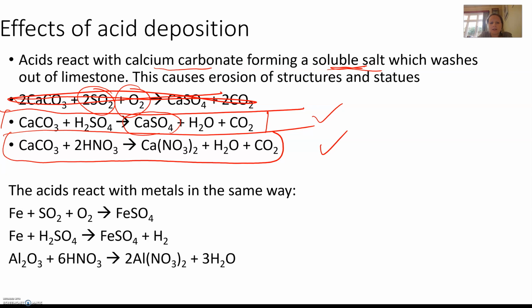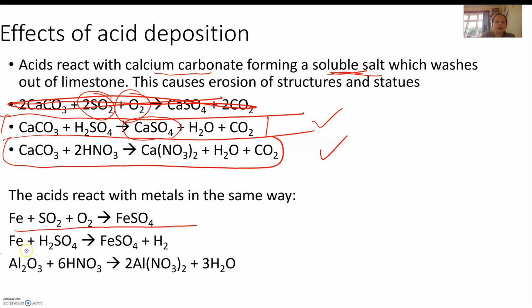So acids can actually react with metals in exactly the same way. And so if you, again, just look at this middle equation, which is the easiest, like iron, for instance, can react with sulfuric acid and it produces iron sulfate and water, and iron sulfate is soluble. And again, you've got an issue. So it's leading to the disintegration of iron, and iron's going from Fe to Fe2+, so it's just disintegrating away. And again, substances like aluminium oxide can react with nitric acid and it forms aluminium nitrate, a soluble salt.